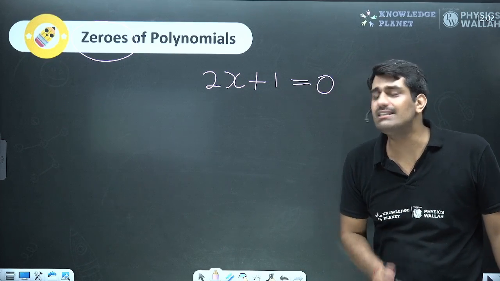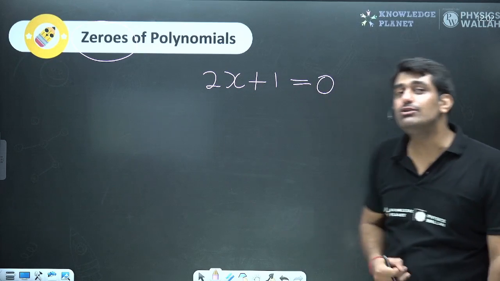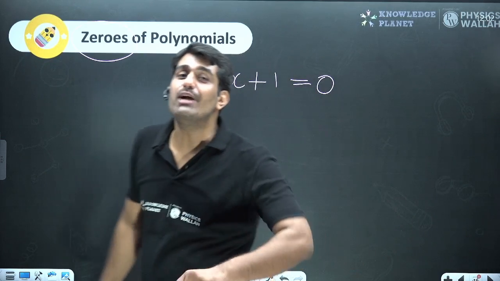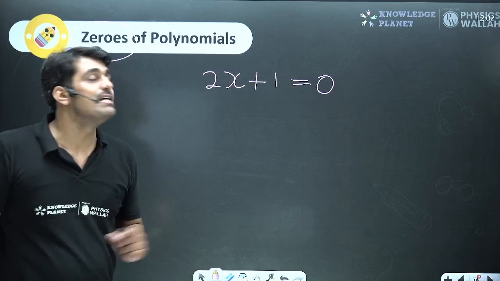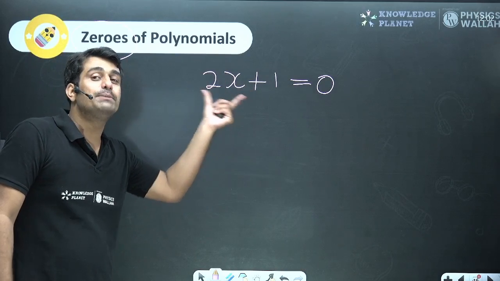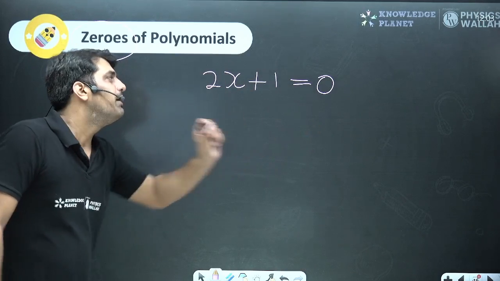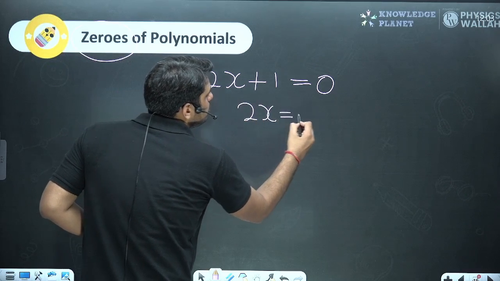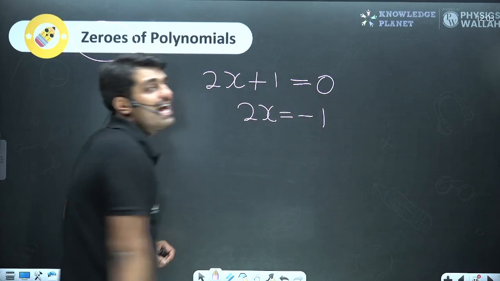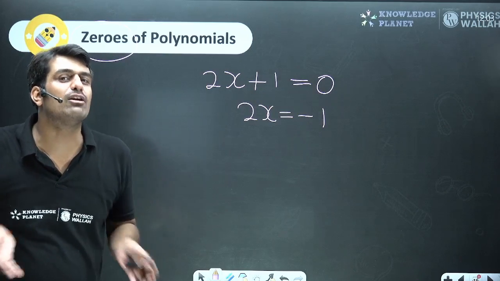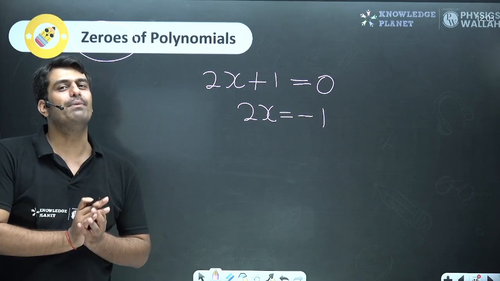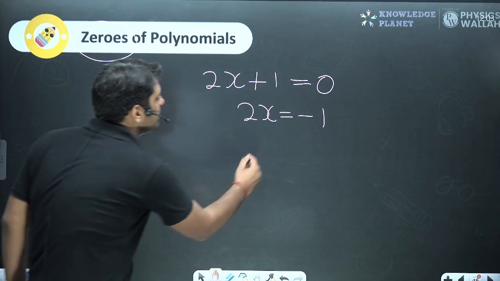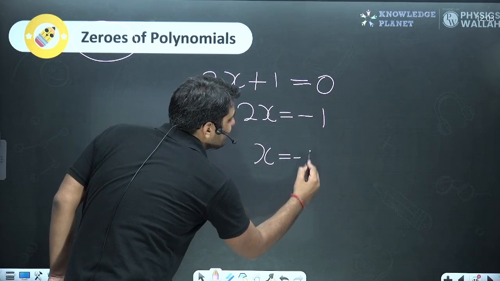What happens when you put the expression equal to 0? In this scenario, you can find out the value of x for which the entire expression will become 0. So let's solve this one. Over here we have 2x equals to minus 1. I hope you know the transposition method, the balancing method, basically the solving of a simple linear equation. In this case, the final value of x will come out to be minus 1 by 2.